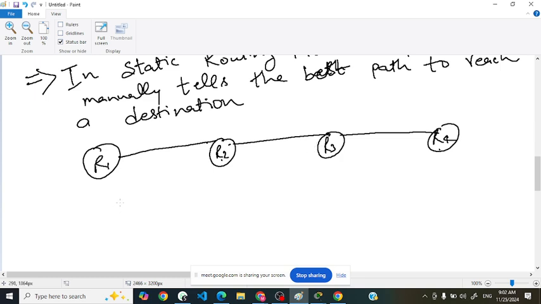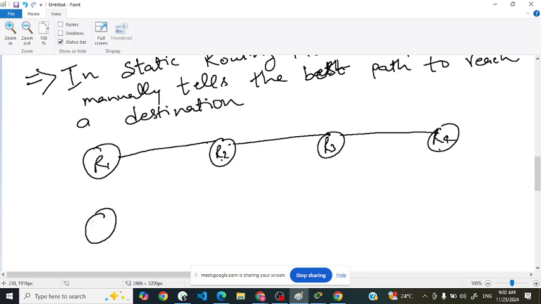So static routing doesn't mean that you all need to configure only manually. It means you are manually telling the router how to choose the best path, or which path you will have to follow. Are you getting my point? Yes, sir.